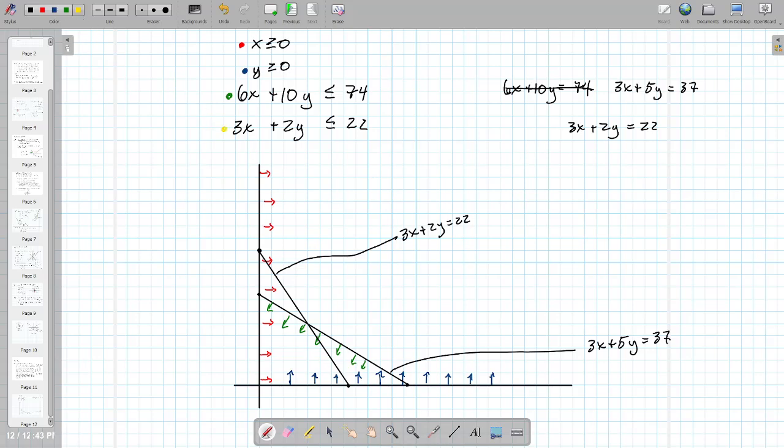So this line is 3x plus 2y is equal to 22. We are going to shade one side of this inequality now. Now, 3x plus 2y being less than 22 means we're going to shade below. But if you're unsure, you plug in a point that's not on the line. We can plug in the origin. 0 plus 0 is less than 22, so we shade the side with the origin.